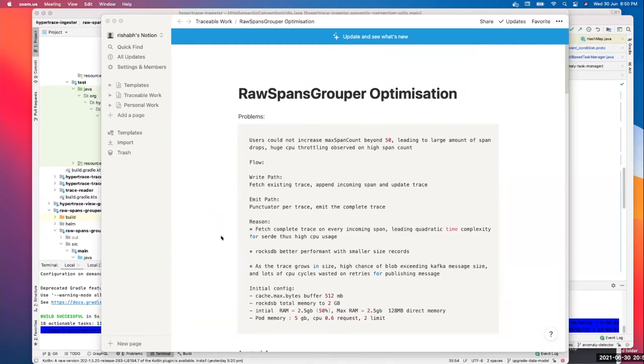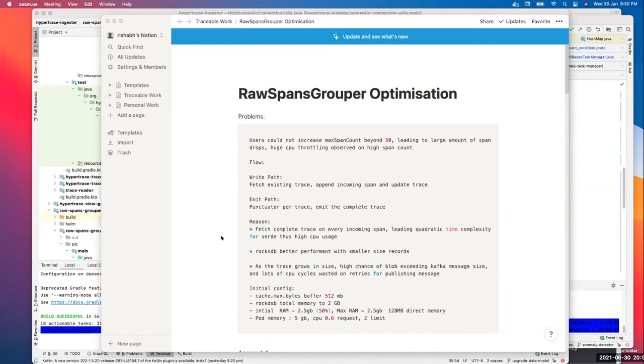The main reasons for the CPU throttling and other inefficiencies observed in this service were that RocksDB is generally known to work better with comparatively smaller size records. Also, whenever we were receiving a span, we were appending it, and the trace had to be pulled out from the store. In RocksDB everything is stored in bytes, but at the application level everything is objects. So there is a serialization cost associated with the get and put operations on this store. That was leading to a quadratic time complexity, which was probably one of the main reasons for high CPU usage.